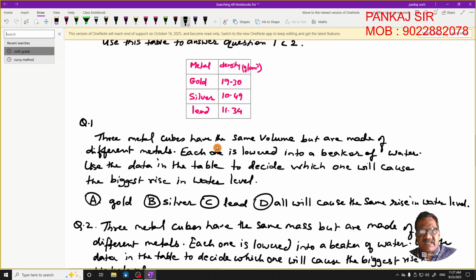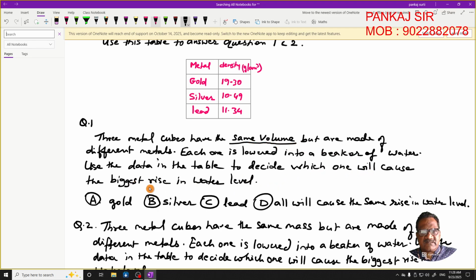3 metal cubes have the same volume but are made up of different metals. Each one is lowered into a beaker of water. Use the data in the table to decide which one will cause the biggest rise in the water level. So in this question number 1, he is talking about 3 metal cubes which are made from the metals mentioned over here, gold, silver and lead, along with that density is mentioned. But he has mentioned here that all the 3 cubes have the same volume. You see that? They have the same volume.